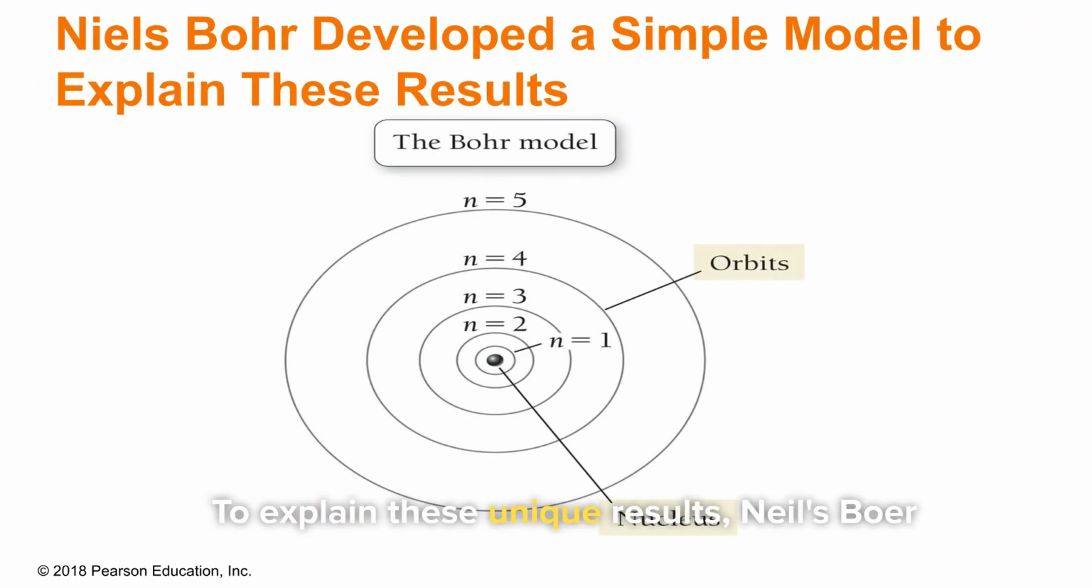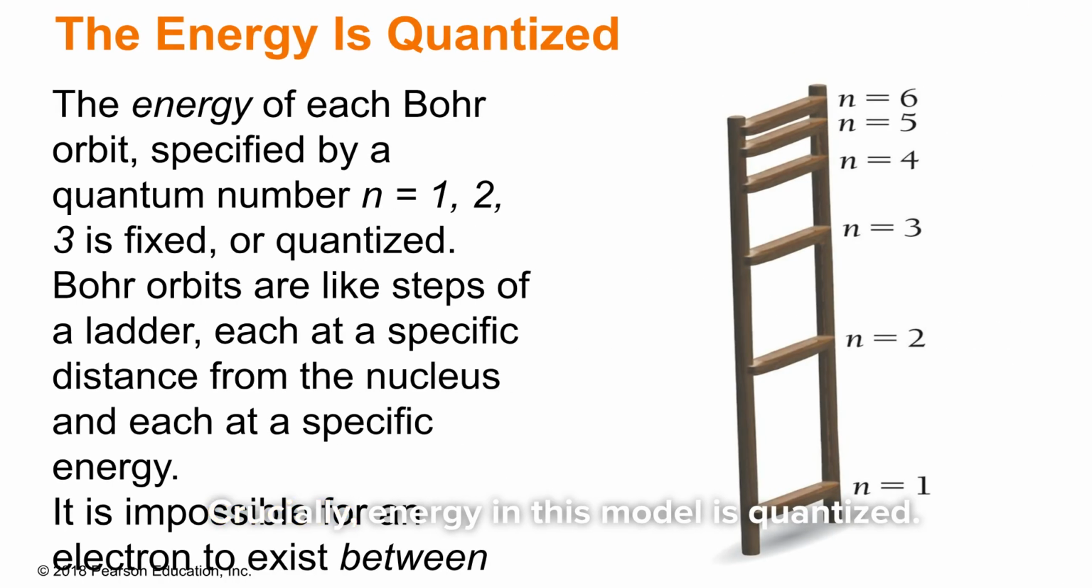To explain these unique results, Niels Bohr proposed a model where electrons orbit the nucleus at fixed distances. The Bohr model established that electrons exist in specific orbits, each corresponding to a set energy level. Crucially, energy in this model is quantized. Electrons move in fixed orbits, like rungs on a ladder, and cannot exist in the space between them.